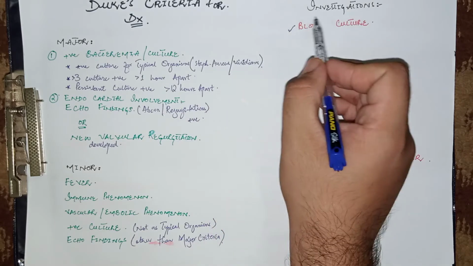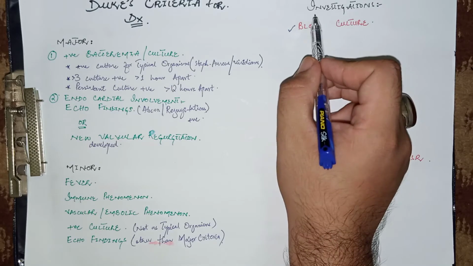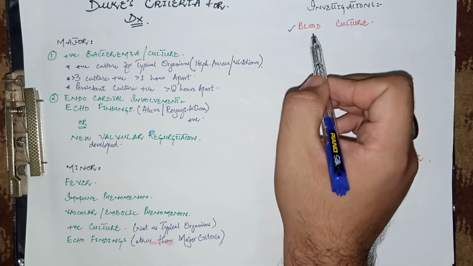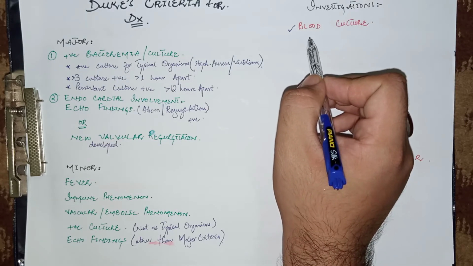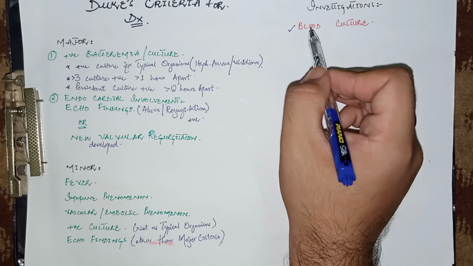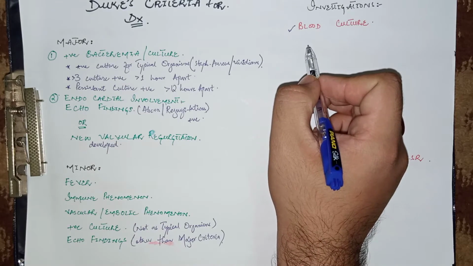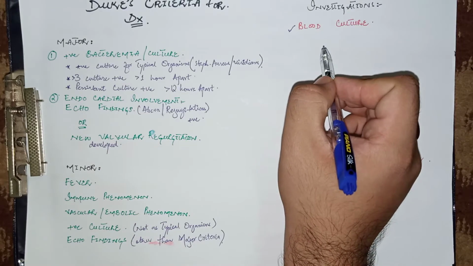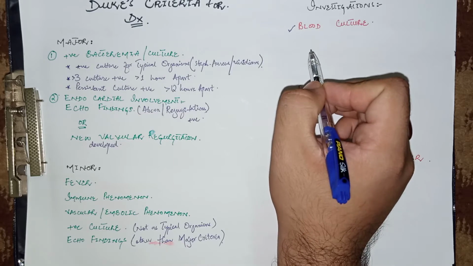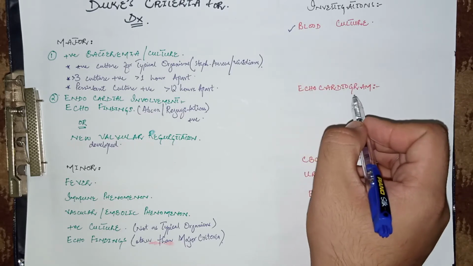In this video, we will discuss the investigations and management of infective endocarditis. So let's start with the investigation. The most important or the most accurate investigation in infective endocarditis is blood culture, which is also a major Duke's criteria. Blood culture should be taken at least 3 samples before starting the antibiotic therapy and with the proper aseptic measures. The next important investigation is echocardiogram.